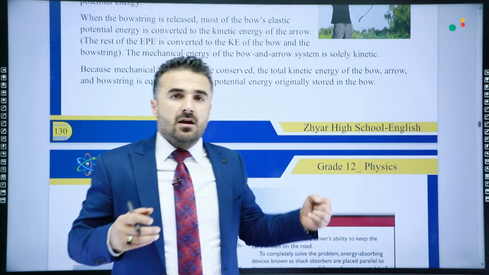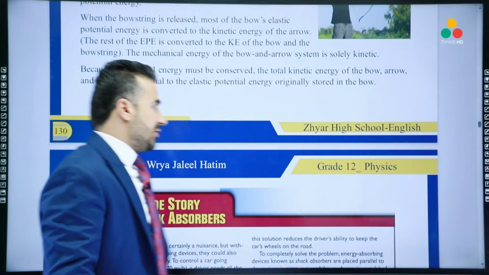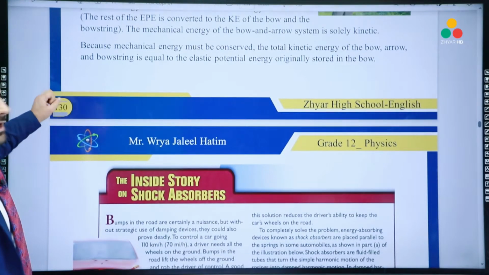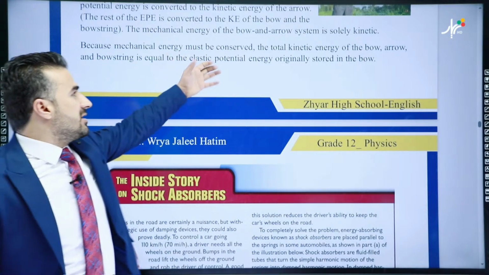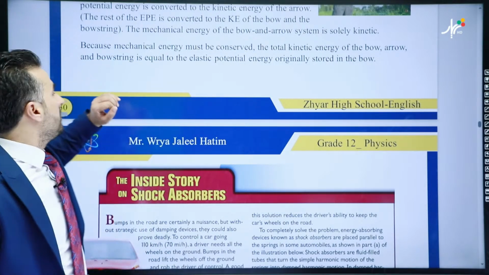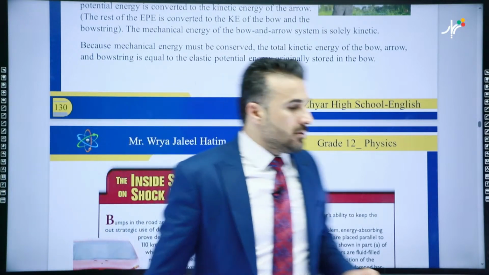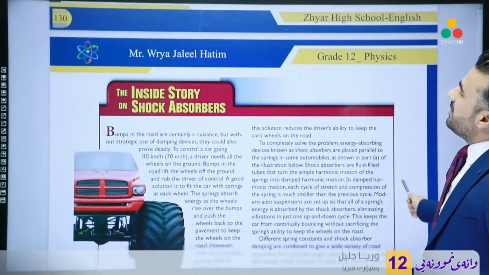is released, the energy of the system is going to be solely kinetic energy, because there's no elastic energy anymore. The bow goes back to the equilibrium position, the string too. Because mechanical energy must be conserved, the total kinetic energy of the bow, the arrow, and the bowstring is equal to the elastic potential energy which is initially stored in the bow.